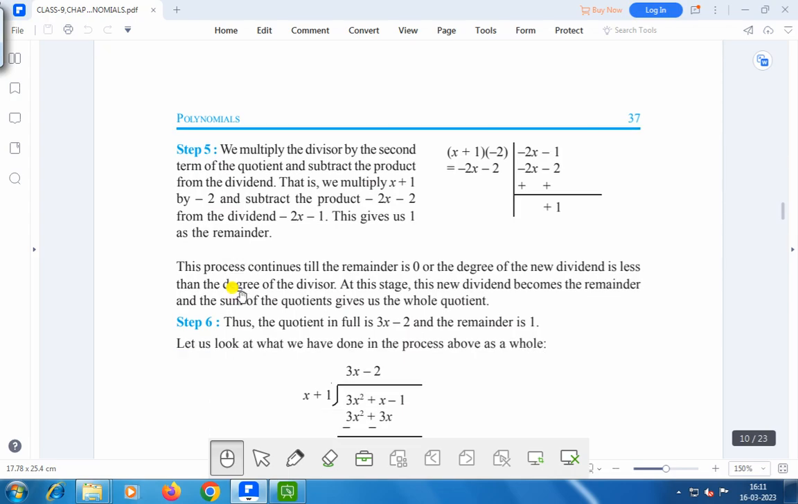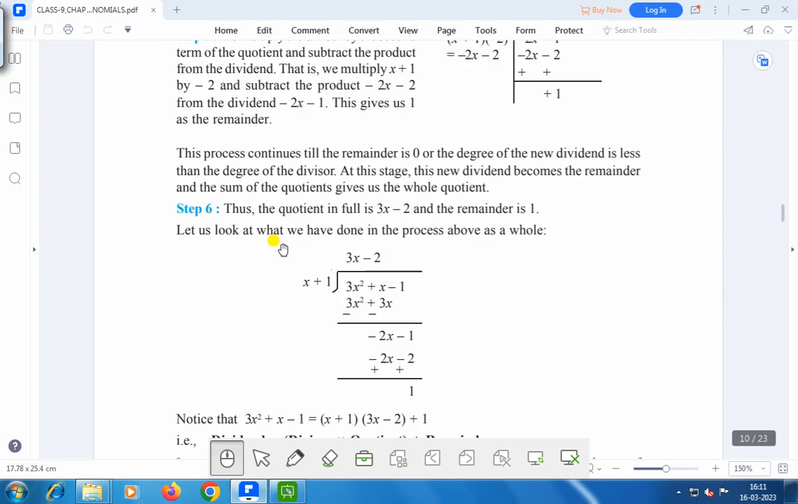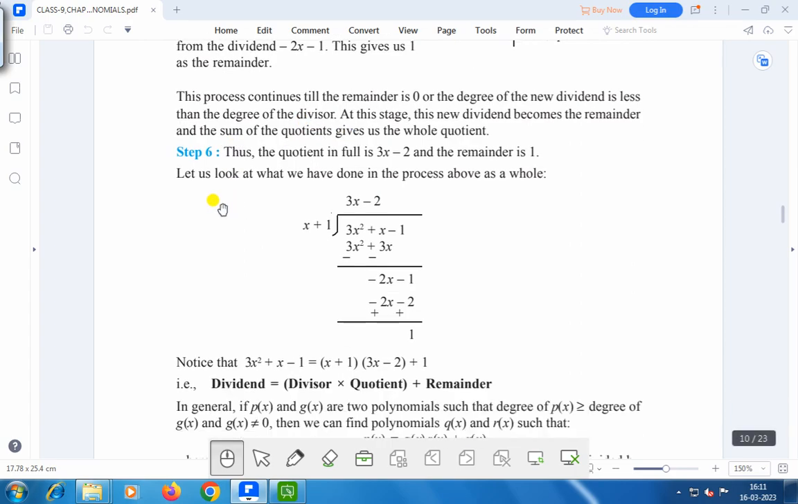Right? Then here, multiply the divisor by the second term of the quotient and subtract the product from the dividend. That is, multiply x plus 1 by minus 2, get the product minus 2x minus 2, and subtract it from the dividend. This gives 1 as the remainder. This process continues till the remainder is 0, or the degree of the new dividend is less than the degree of the divisor. At this stage, this new dividend becomes the remainder and the sum of the quotients gives us the whole quotient.